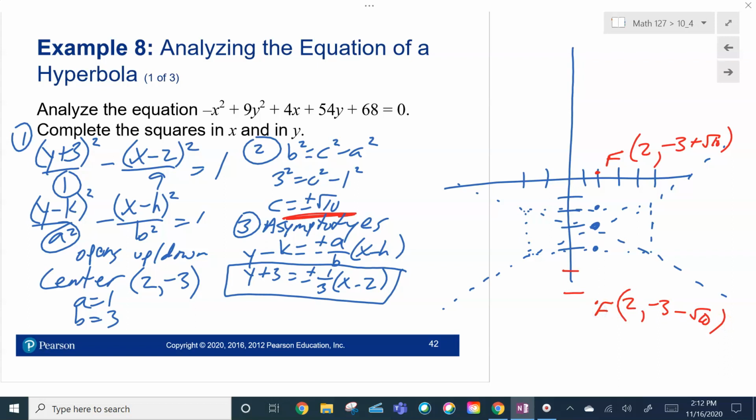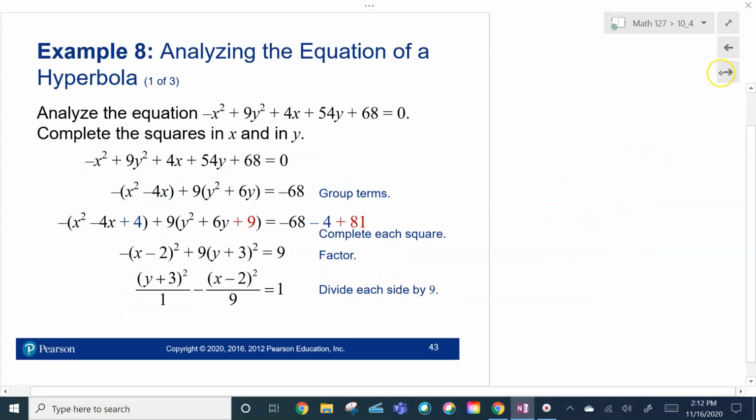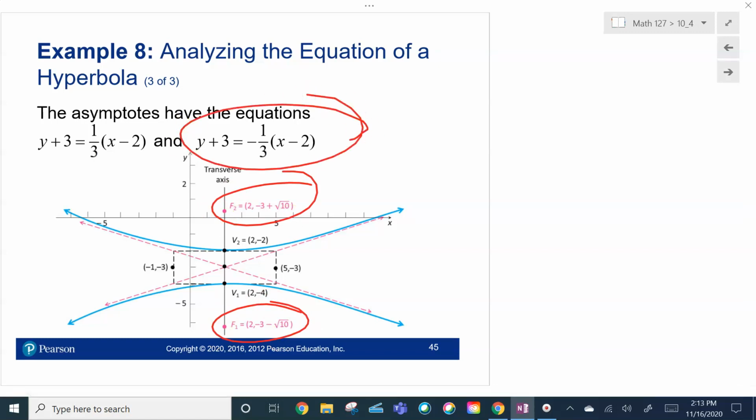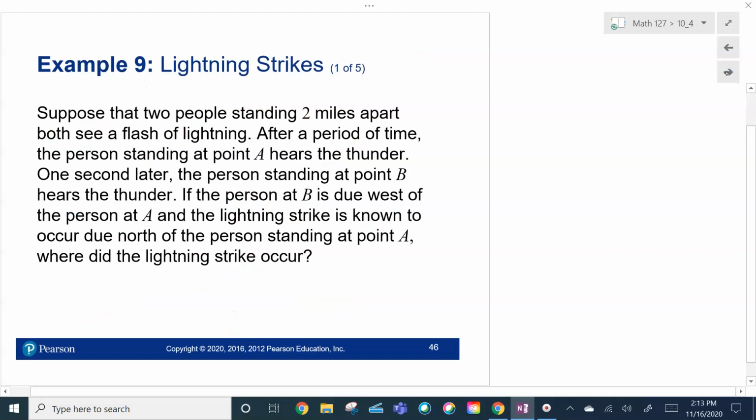All right, remember, it wraps around those foci. I got a little better picture of that thing right here. And there's our focus points on there. You notice the asymptotes, the equations for our asymptotes, both of them there. Okay. All right, let's finish this off.